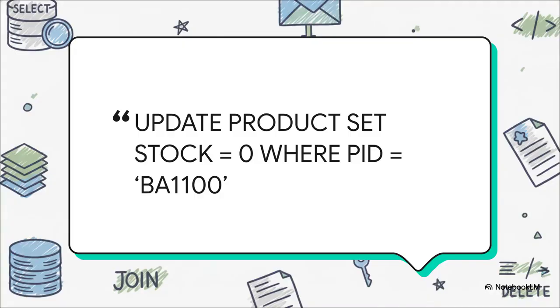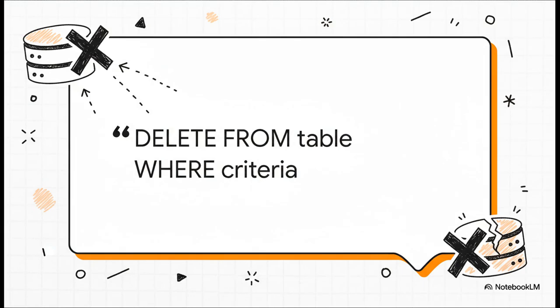To change existing data, you'll use update. This command sets the stock to 0 for one product. And to get rid of records, it's delete from. Just be careful. Always use where.